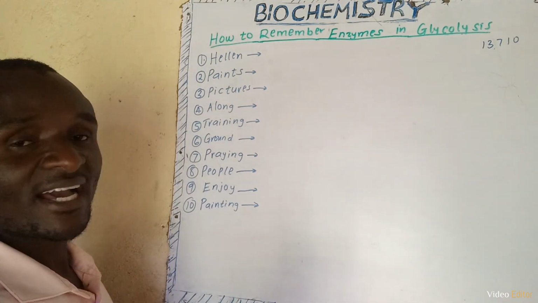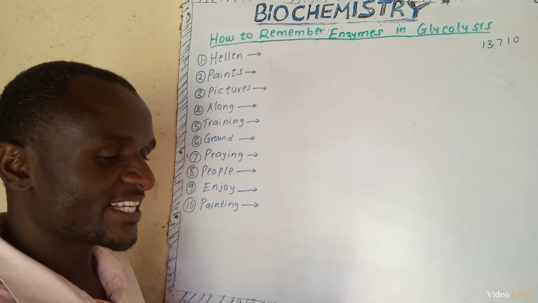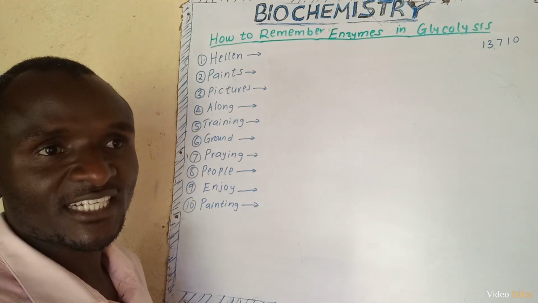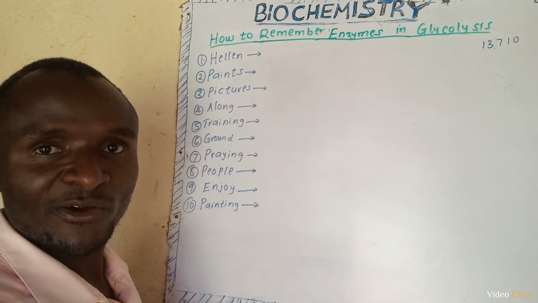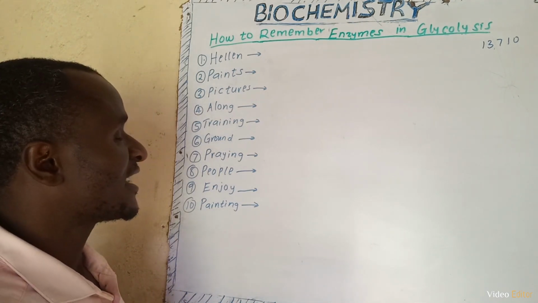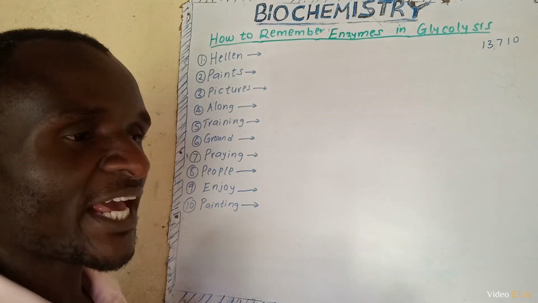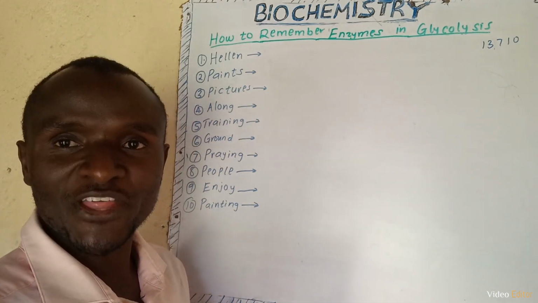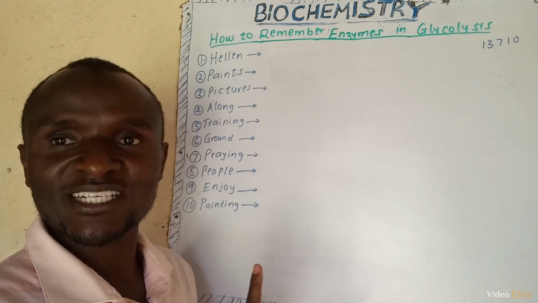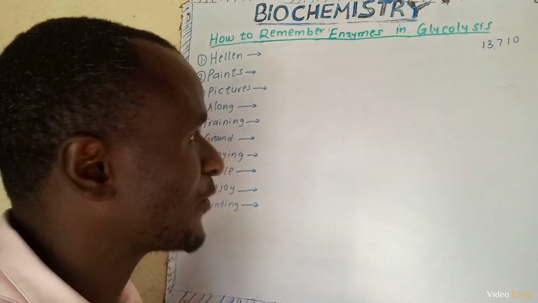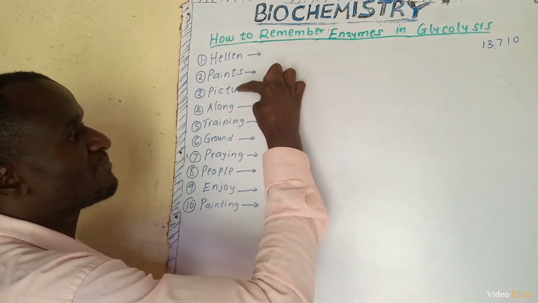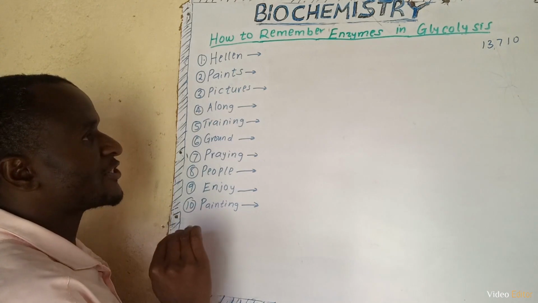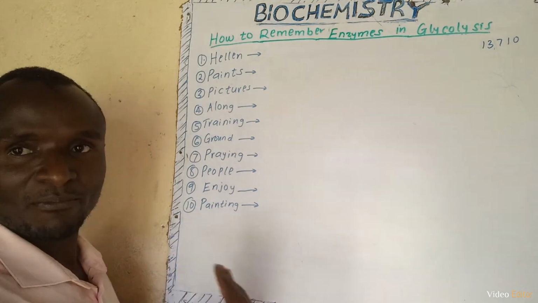Just remember a lady by the name Helen. Helen is the name of a person who is a woman. She likes painting pictures along the training ground. The characteristic of people who like praying is that they enjoy painting. So if you get to know that, you will easily remember the enzymes in glycolysis. So we go. Helen paints pictures along training ground. Praying people enjoy painting. So I came up with this mnemonic.